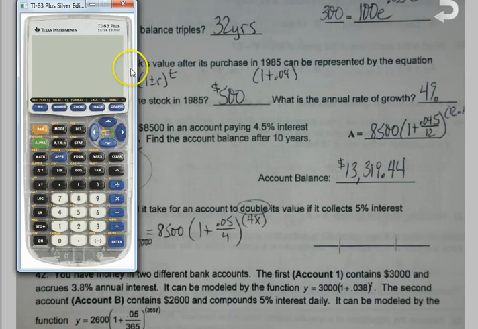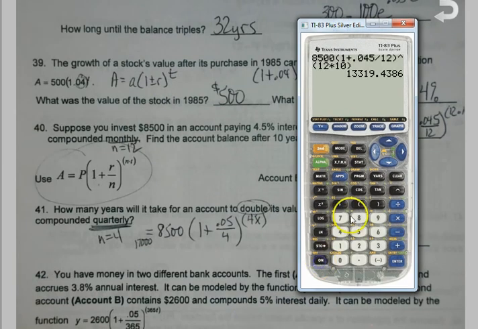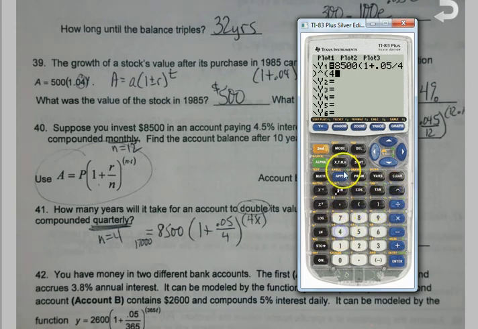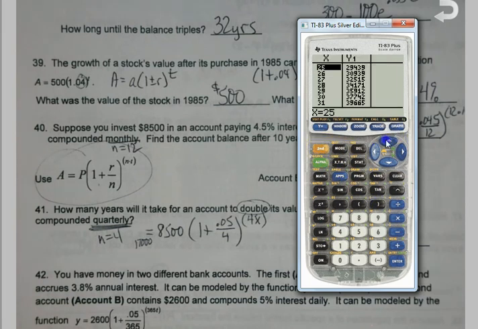So this is one I need to put into the y equals part. So we got 8,500 plus 0.05 by 4. And again, make sure that 4x is in parentheses or you will be in for a surprise. Got to get back to 0 here for a minute. I know, you're like, you just went by 17,000. I just want to make sure. Yep, okay, we're in the right spot. 17,000 occurs 14 years later.